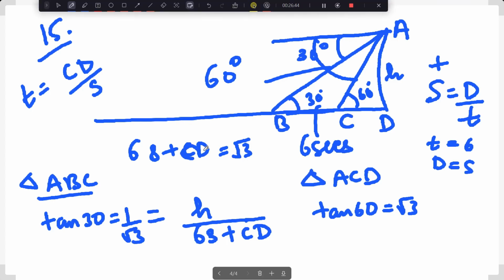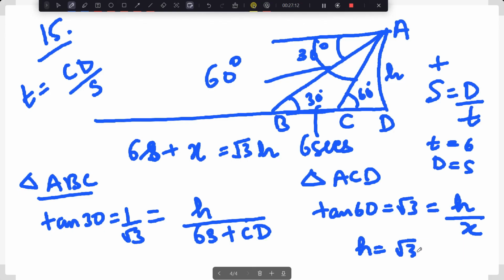Let us consider CD is equal to x. ये s है. तो अभी हमारे पास 3 वेरिएबल दिख रहे हैं. देख लेते हैं. We'll figure out what is the answer. So here this is equal to h by x. So h is √3x. h is √3x, so √3 into √3x is 3x, right? So x is 2s.